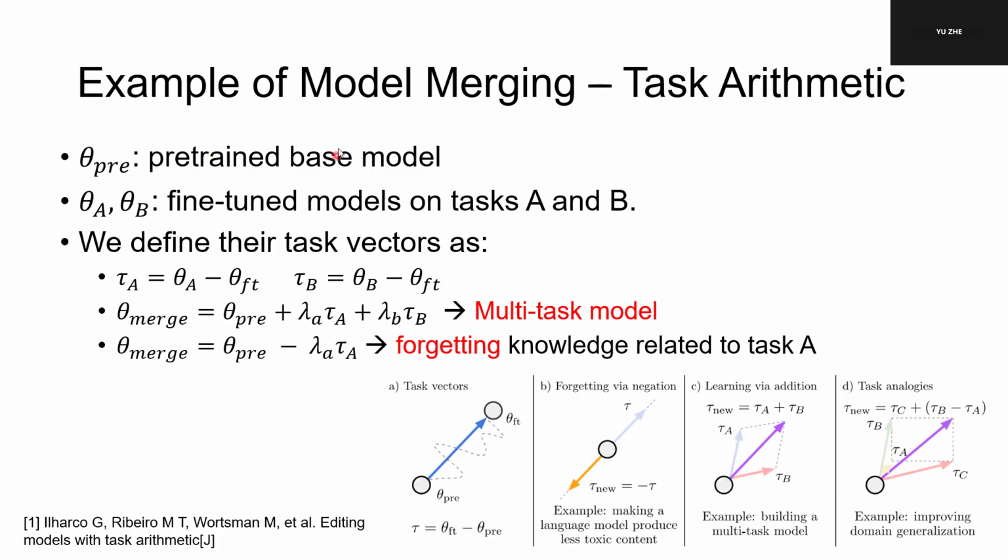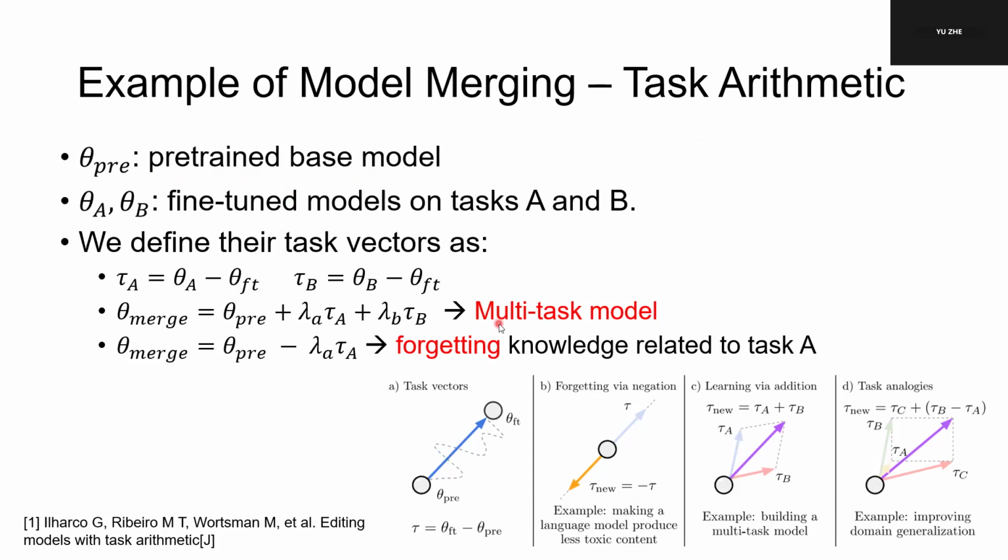We denote the pre-trained base model as theta pre, and the models fine-tuned on two tasks as theta A and theta B. We define the task vector tau A equal to theta A minus theta pre, and tau B equal to theta B minus theta pre. So now we have theta pre, tau A, and tau B, and the model merge is a linear combination of these three parameters.